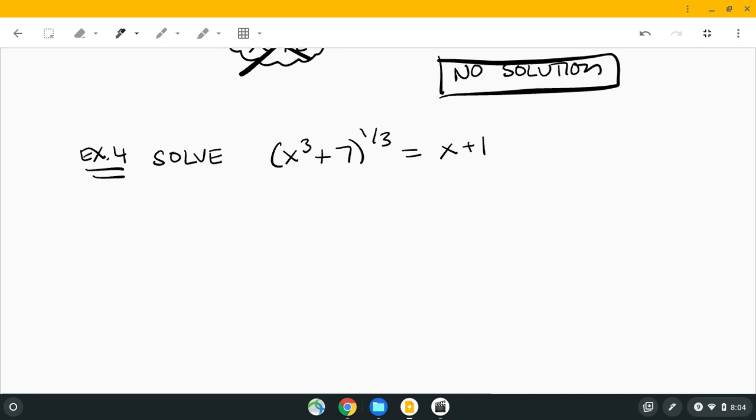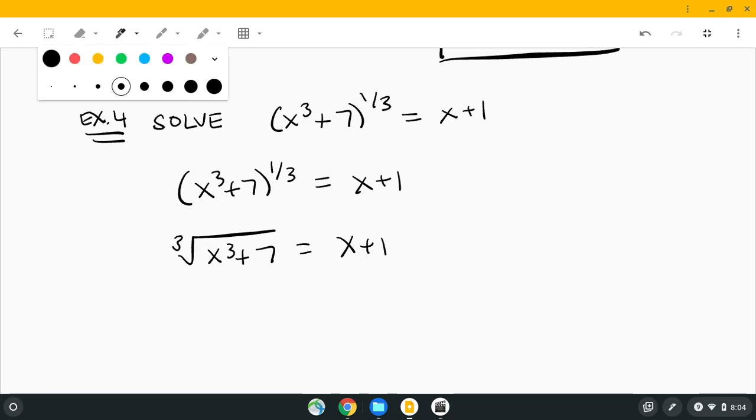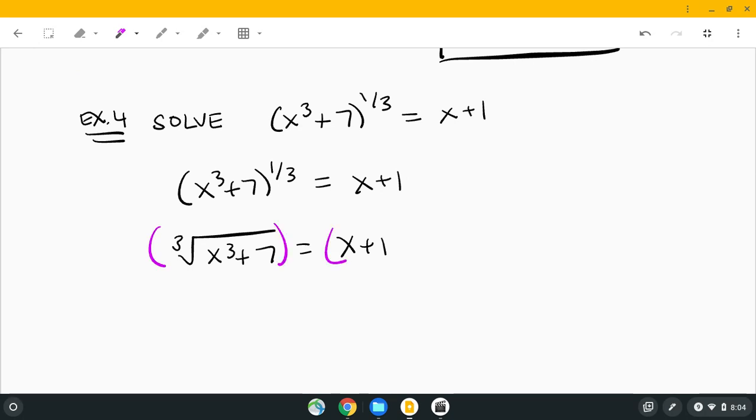All right. Here, let me write it down so we don't lose the original problem. Remember, 1/3 power is the same as cube root, so let me rewrite it with the cube root instead of the fraction exponent. The radical is already by itself, so I'm not going to square it, I'm going to cube it.